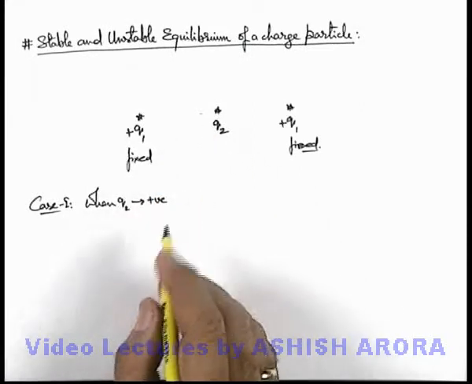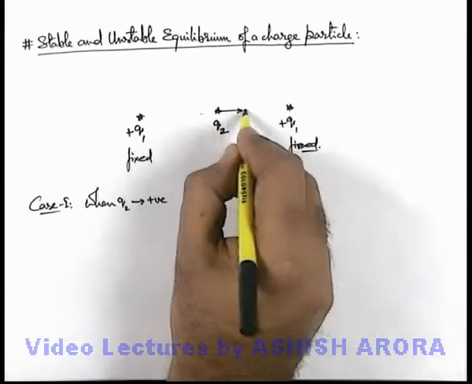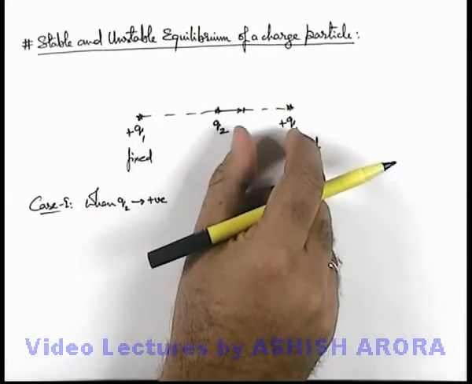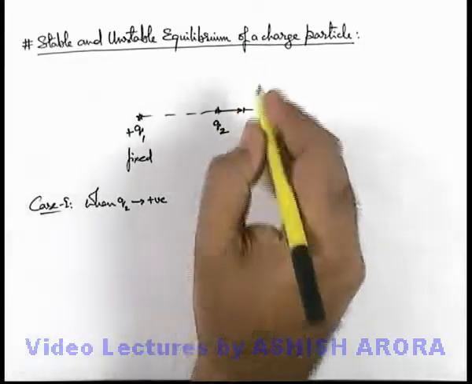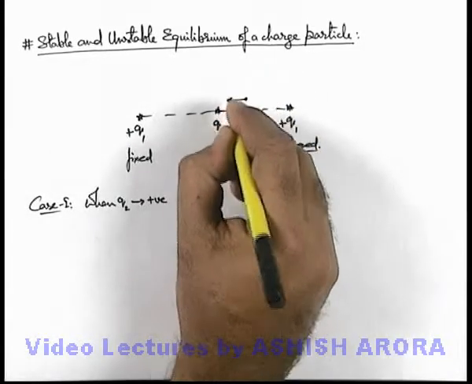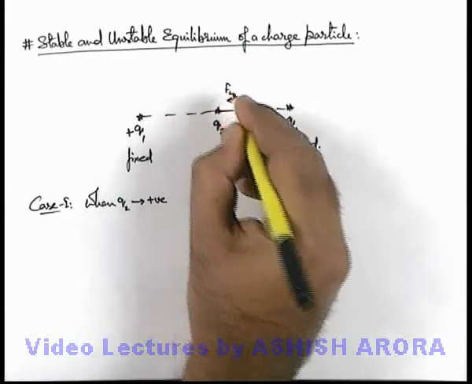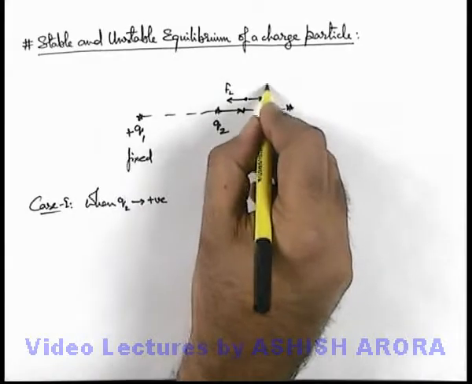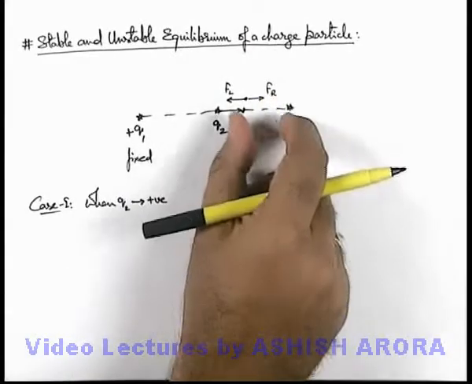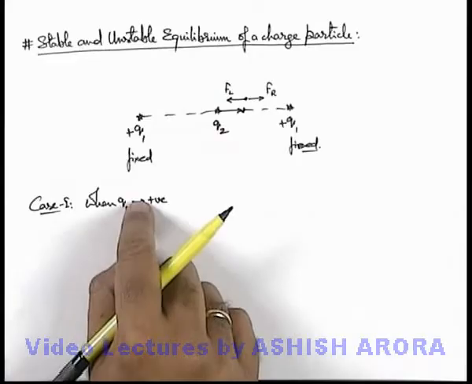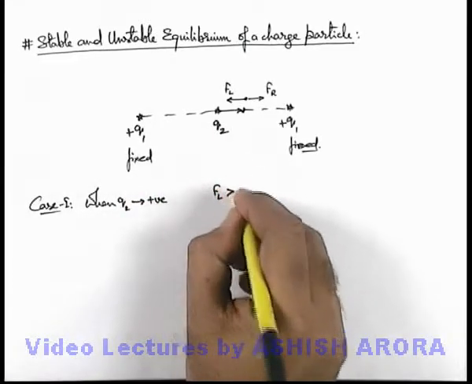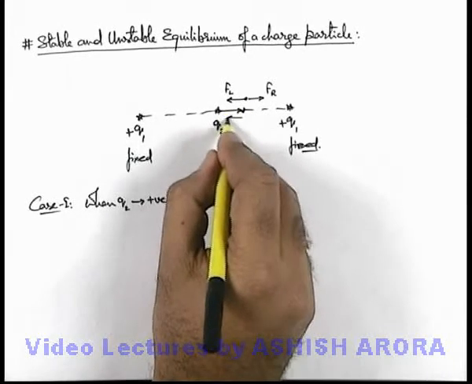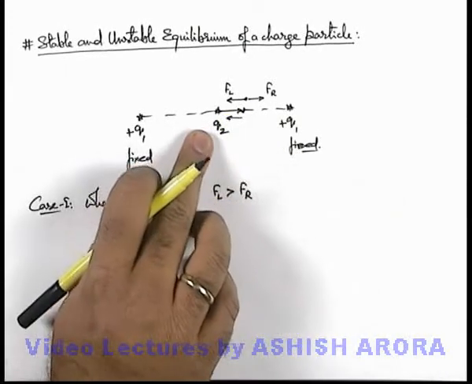Now if we slightly displace the charge Q2 towards the right along the line joining the two charges, the separation between Q2 and the right Q1 will decrease. The force acting on it due to the right charge is toward the left, FL, and the left Q1 will exert a force toward the right, Fr. Obviously, as this distance is less and Q2 is positive, FL will be more than Fr, and due to this Q2 will move toward its equilibrium position again.